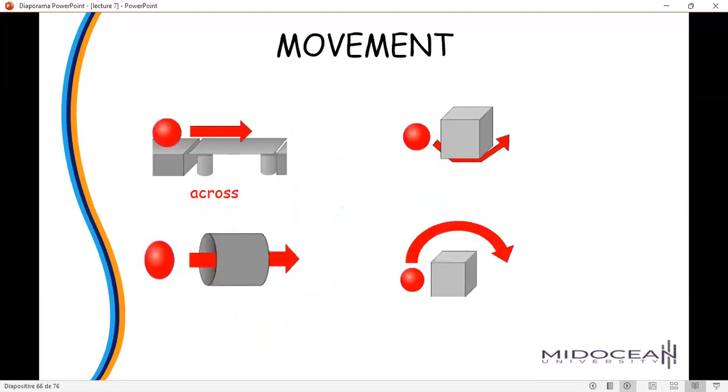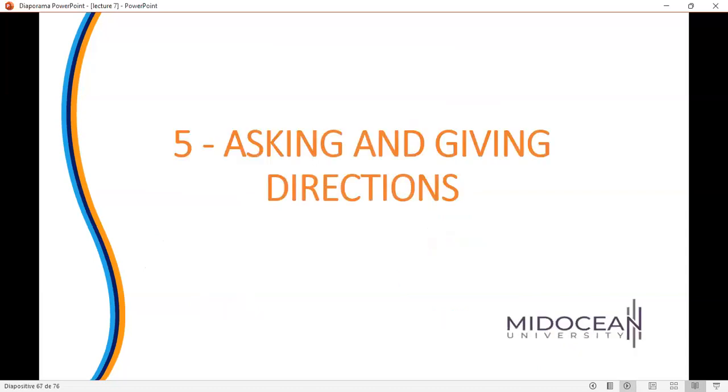Movement now, you have across, through, under, over, à travers. Okay? Okay, nice. Now I move on to this part, 5, asking and giving directions.